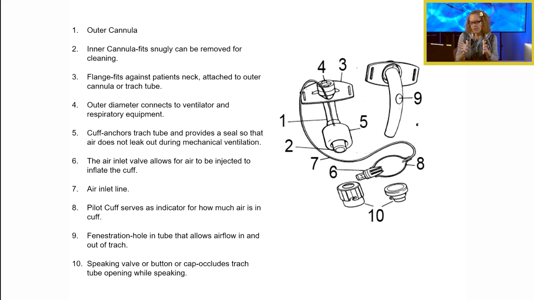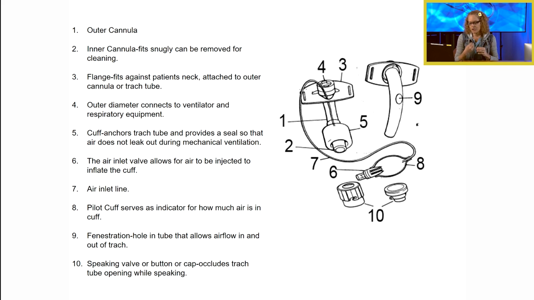Number 5 is our cuff, we mentioned, that anchors the tube and provides a seal so that air doesn't leak during mechanical ventilation. Number 6 is called the air inlet valve, which allows for air to be injected to inflate the cuff. And number 7 is our air inlet line. Number 8 is our pilot cuff. And so this serves as an indicator for how much air is in the cuff. Remember, we said we didn't want the cuff to cause too much pressure. We wanted the cuff to have just enough pressure in order for it to do its job, because excess pressure in that trachea is going to cause more damage.